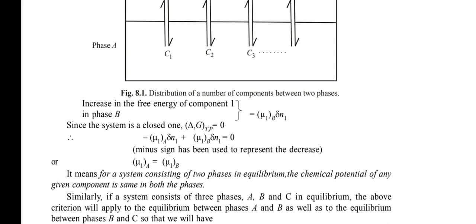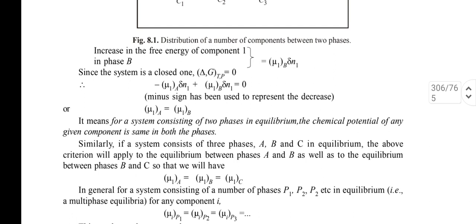Minus sign has been used to represent the decrease. So mu1A equals mu1B. It means for a system consisting of two phases in equilibrium, the chemical potential of any given component is the same in both the phases. Similarly, if a system consists of three phases A, B, C in equilibrium, the above criteria will apply to the equilibrium between phase A and B as well as to the equilibrium between phase B and C. That we will have mu1A equal to mu1B equal to mu1C.